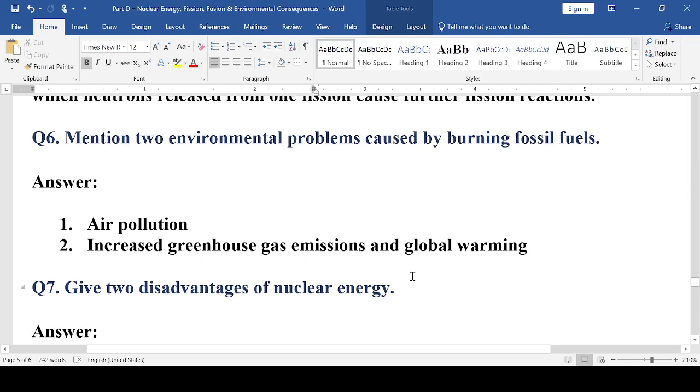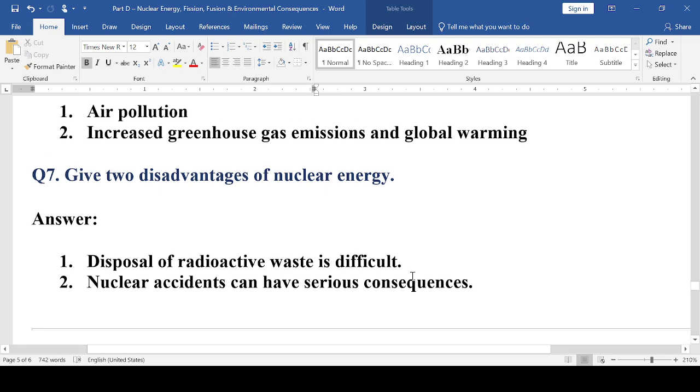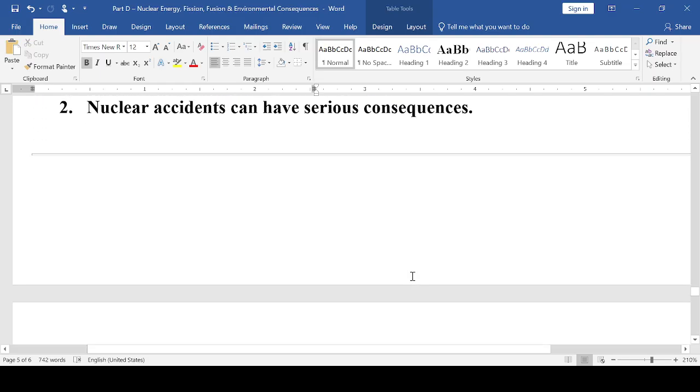Two environmental problems caused by burning fossil fuels: air pollution, and an increase in greenhouse gas emissions and global warming. What are the disadvantages of nuclear energy? Disposal of radioactive waste is difficult. Nuclear accidents can have serious consequences.